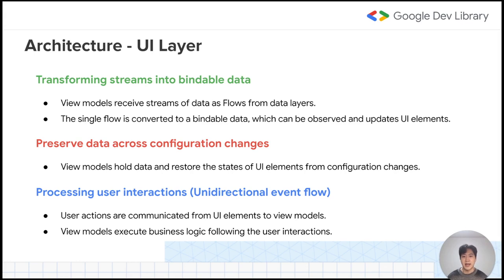Therefore, the role of the UI layer can be primarily defined in three ways. The first one is transforming streams into bindable data, which reflect the result of business logic, and each UI element configures screens about entire scenarios that come from the bindable data. Second, ViewModels hold data and restore the state of UI elements from configuration changes. So it prevents refetching the same data from the business logic and reduces data requests. Lastly, the architecture takes unidirectional event flow to allow all user interactions from UI elements to flow into only ViewModels.